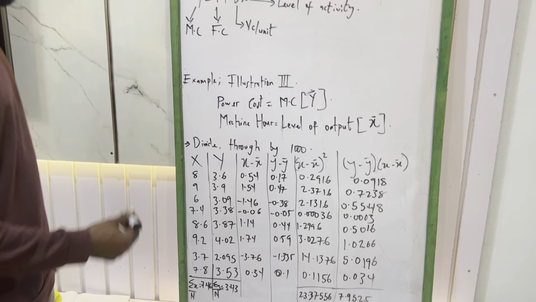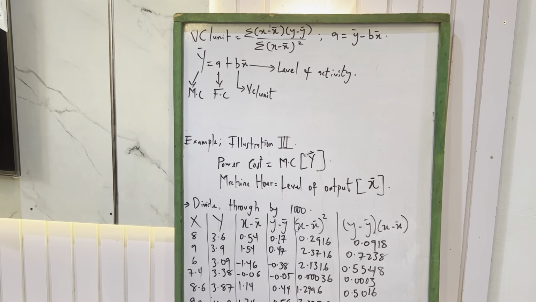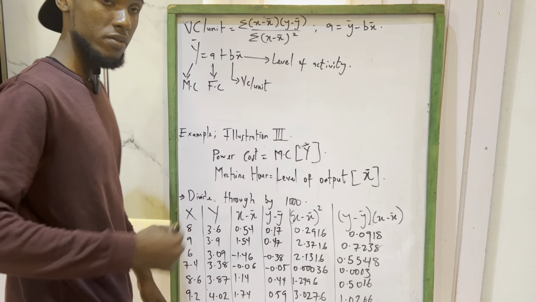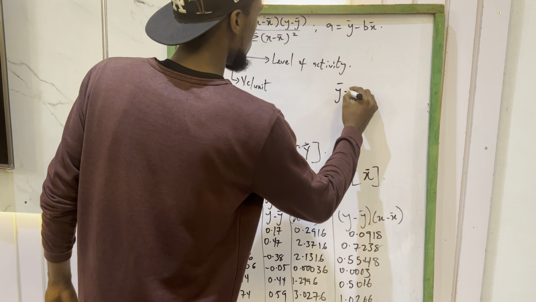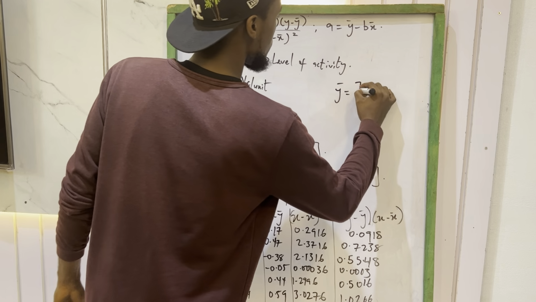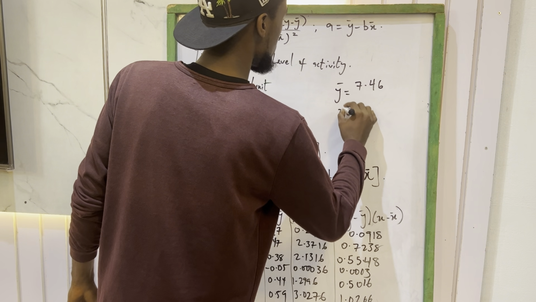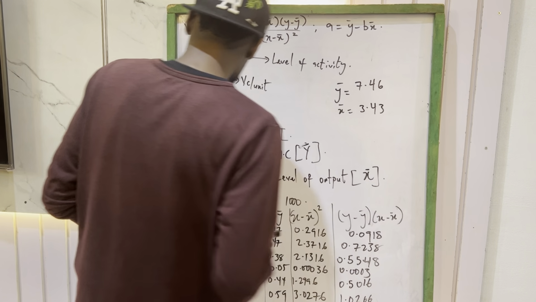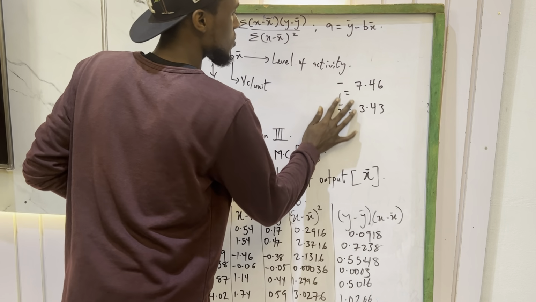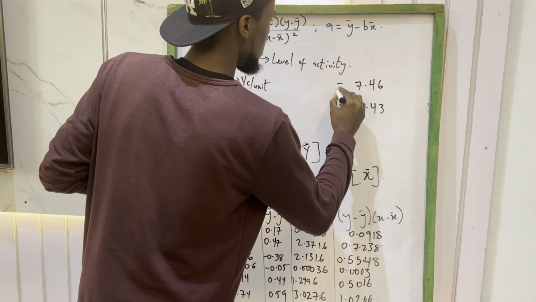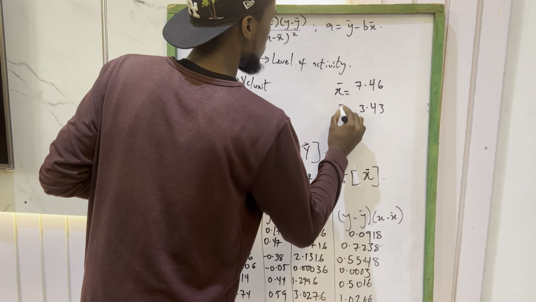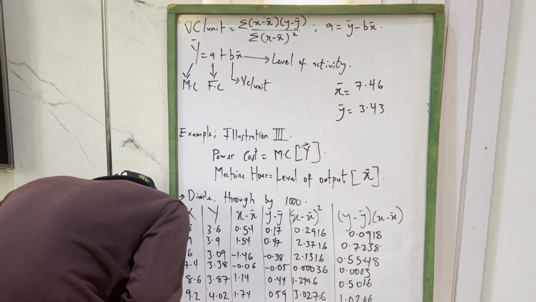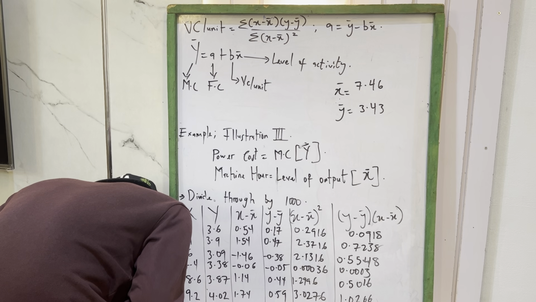So you see that. What we've gotten, our level of activity. That's why I said I like this method, because it's very straightforward. Our X prime, we've gotten it to be what? 7.46. Our Y prime, we've gotten it to be what? 3.43. All right. That's why it's good to cross check. This is X, then this is Y. Okay. a is equal to Y minus bX. What is going on?